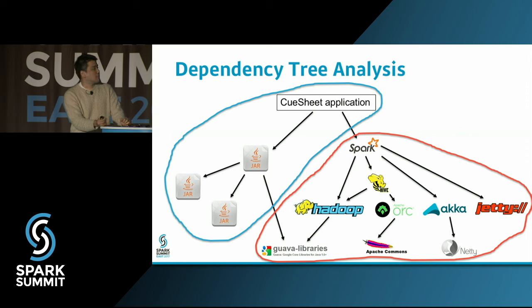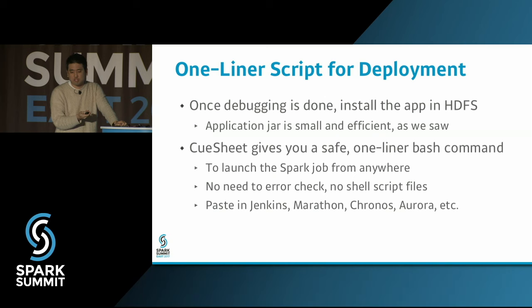So when you run the CueSheet application, only those portions are uploaded to the cluster. So it's very fast, and it's like running sbt assembly with provided dependencies, but without going back and forth between terminals. And those red circles are usually hundreds of megabytes, so that's the trickier part. But the blue circle is usually very small, and it's very quick to launch.